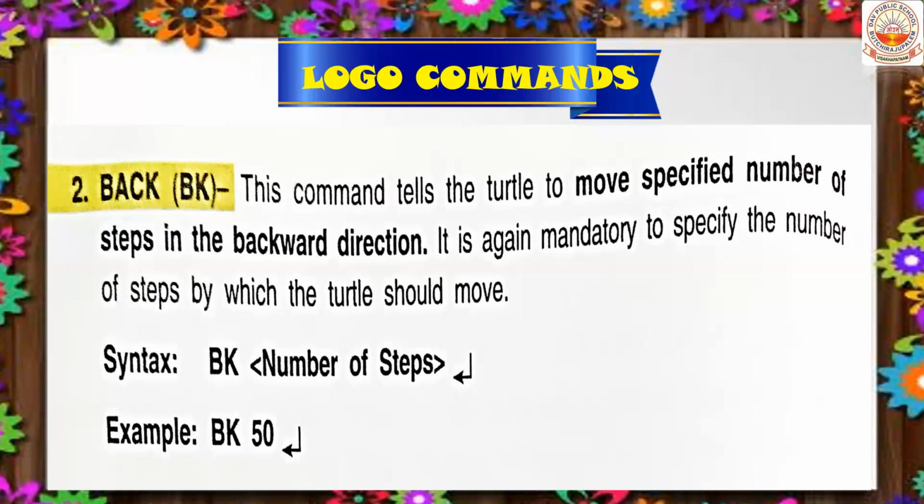Okay, children. You can observe here, the position of the turtle did not change. It is always pointed in the upward direction, as I already told you. As soon as you typed BK 70, the turtle moved backward by 70 steps. In this way, we can move the turtle in the backward direction by using the BK command, that is backward. BK full form is backward.